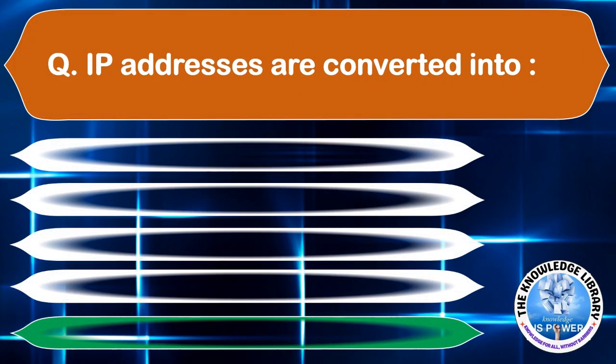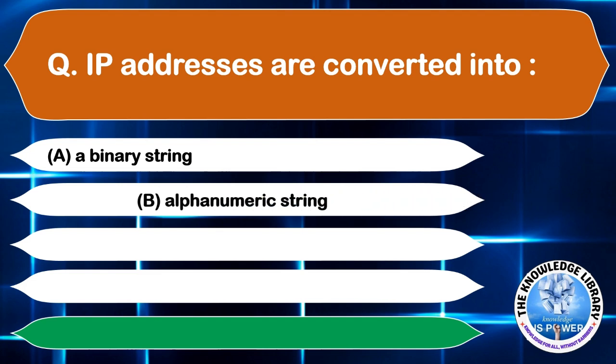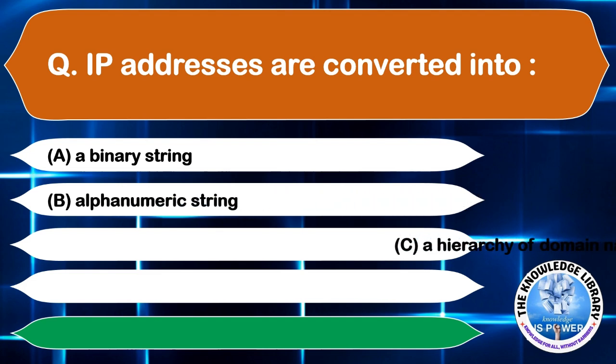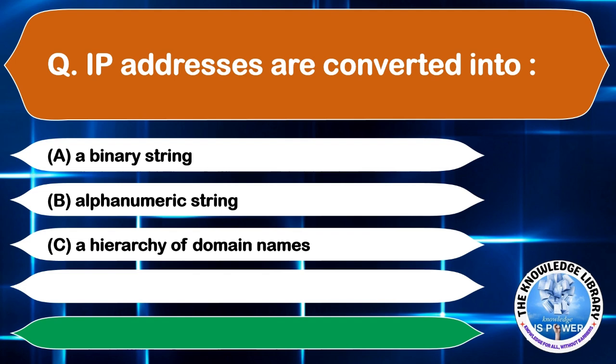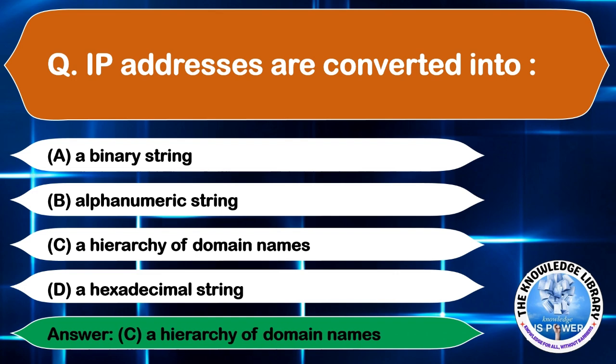The next question is: IP addresses are converted into option A, binary string; option B, alphanumeric string; option C, a hierarchy of domain names; option D, a hexadecimal string. The correct answer is option C, a hierarchy of domain names.